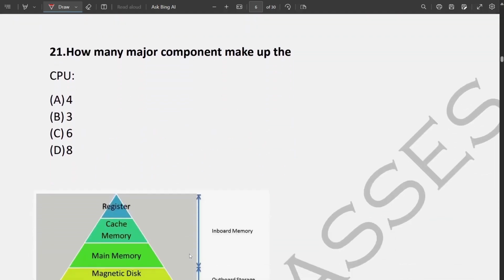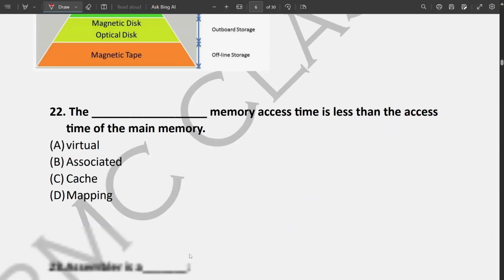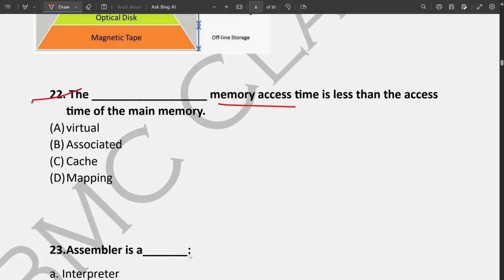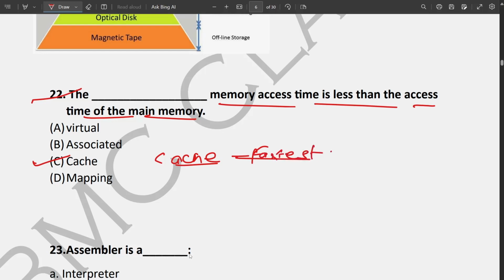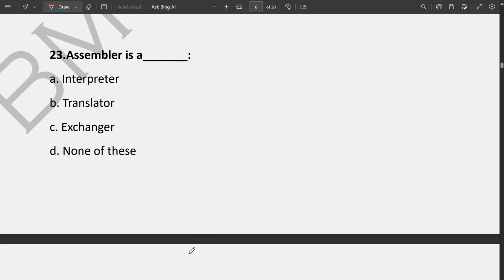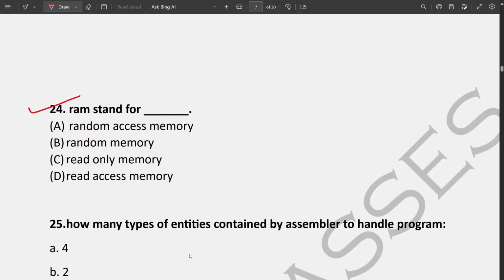Next, how many major components make up the CPU? The answer will be 3. Option B is correct. Next, the memory whose access time is less than the access time of the main memory. The answer will be cache memory. Cache memory is the fastest memory, you can say. Next, assembler is a what? Answer is interpreter. Next, RAM stands for random access memory. Option A is correct.